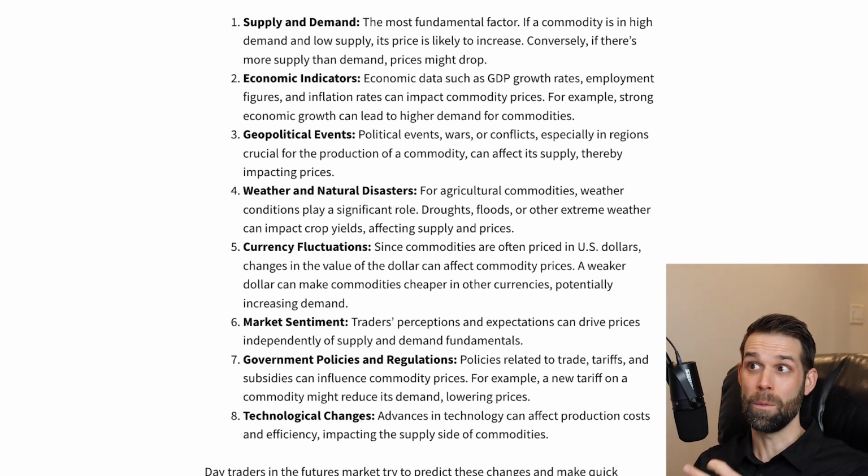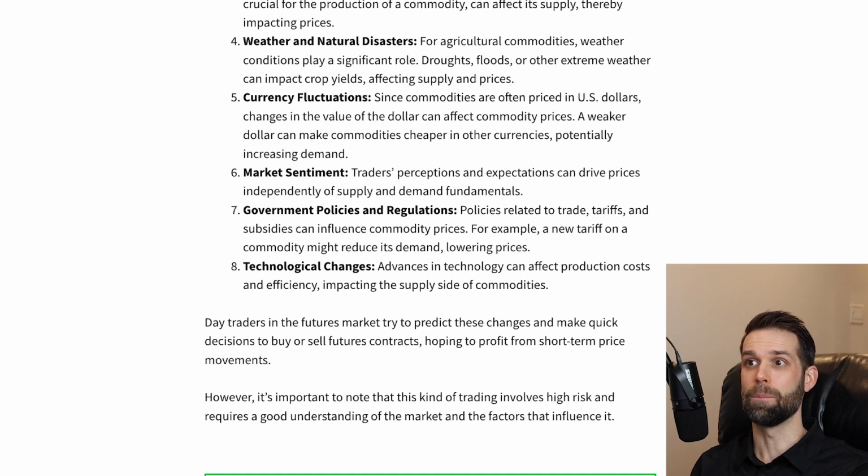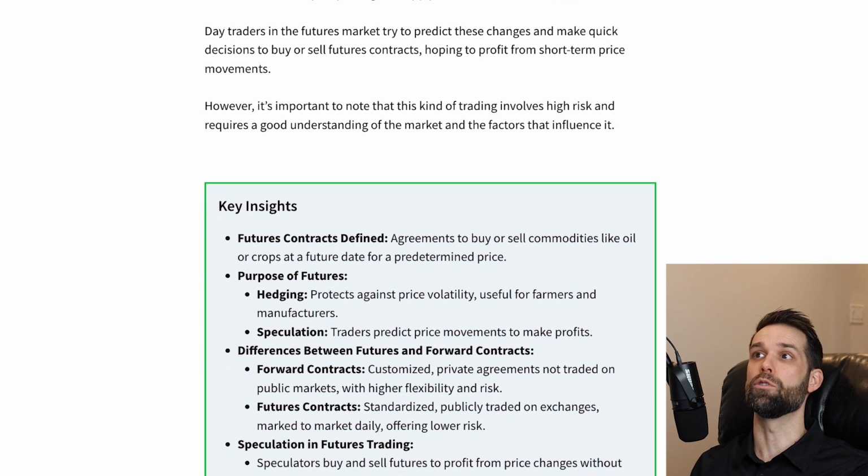Weather, natural disasters, so weather like droughts and floods can affect crops and other agricultural products. That's going to change the price of commodities. So tracking all this stuff can be quite exciting. Currency fluctuations, market sentiment, government policies, and regulations. So if there are new regulations on energy products, that could affect commodity prices, and so on. There are a lot of things that can go into affecting the price of various commodities. So day traders in the futures markets try to predict the changes and make quick decisions on buying and selling these contracts, hoping to profit from short-term movements.